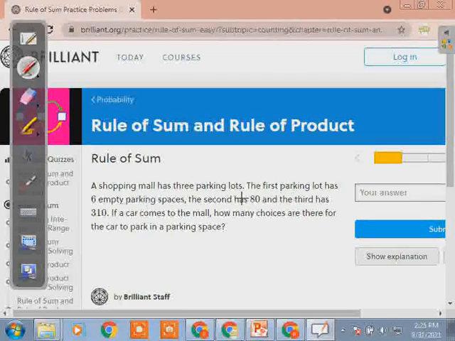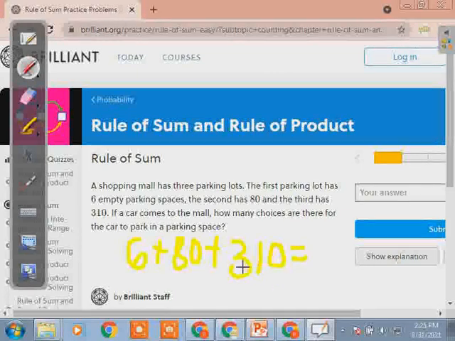The first parking lot has 6 spaces, the second has 80, and the third has 310. If we add these 3, we will get the number of choices that this man has. So there's 390 and 6, 396. Okay.